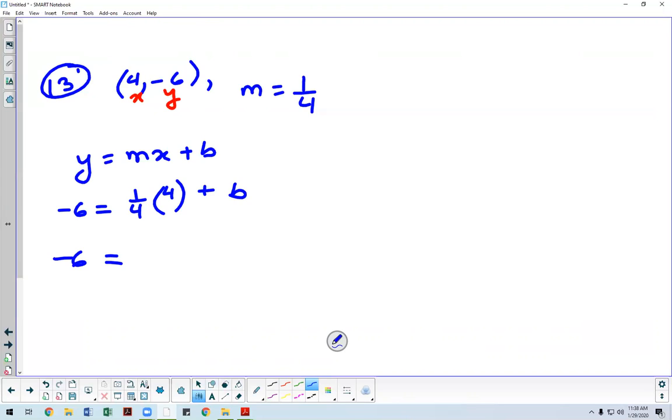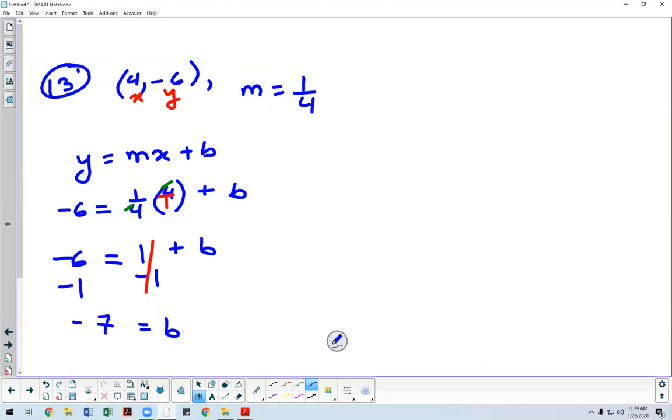What happens when you multiply 1/4 with 4? It will become 1 because you can actually think about that 4 as being 4/1, right? So you can either multiply across and get 4/4, which reduces down to 1, or basically your 4 and 4 cancel each other out, giving you 1. So either way, it's going to work out however you want to look at it. And then of course, plus b. Now what do we do to get b by itself? Subtract 1. Very nice. Subtract 1. And our b value comes out to be -7.